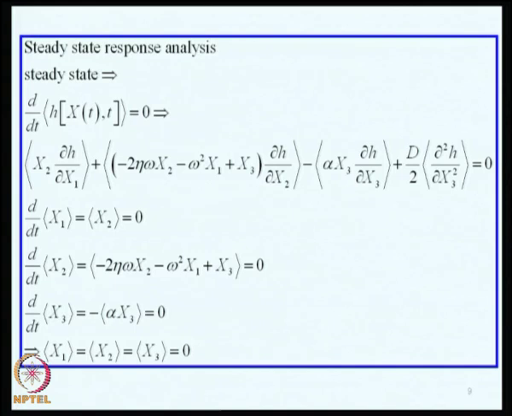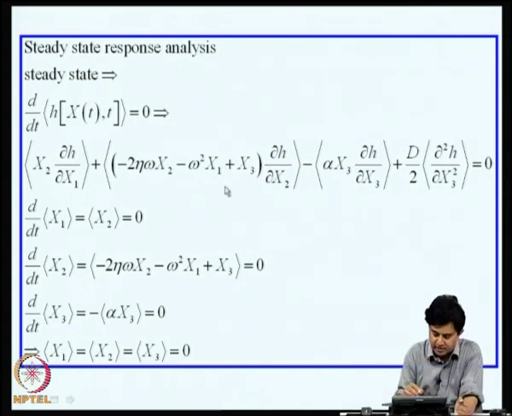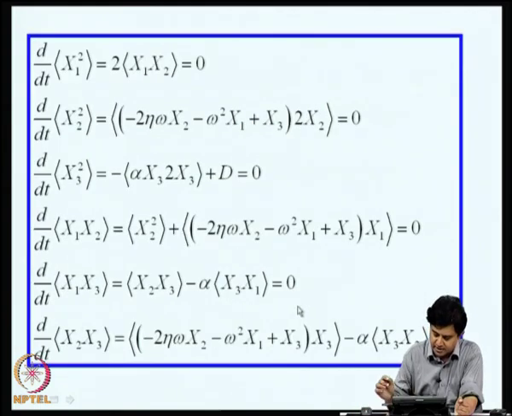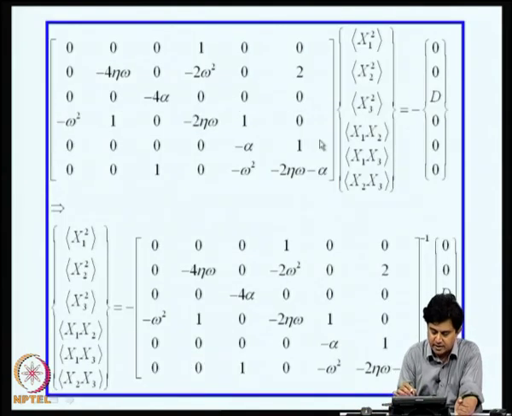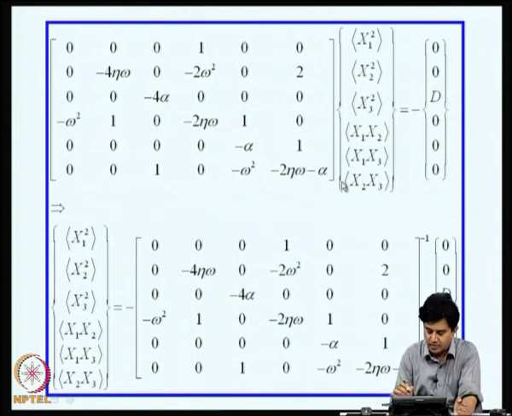Now, for the steady state response analysis, we put d by dt of the expected value of h of x comma t to be 0, and this equation, which is independent of t now, is the equation for steady state response moments. So, we can write down those equations as I discussed already, where right hand sides are 0, and we can cast this in a matrix form. This is the equations for second order moments, and we can show that by inverting this we can get the required values of steady state response moments.